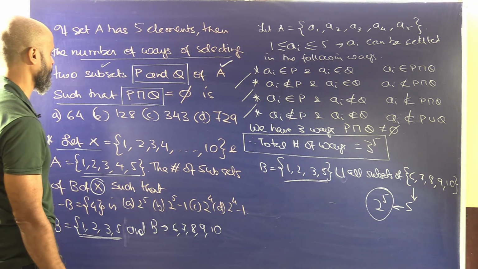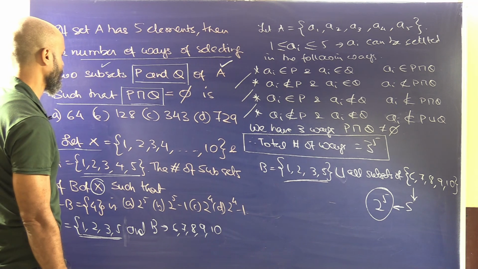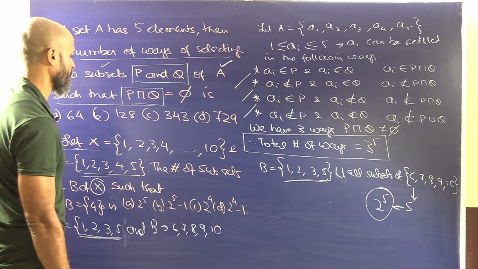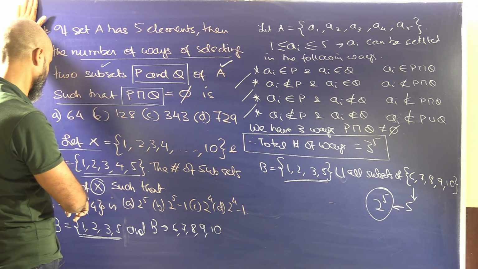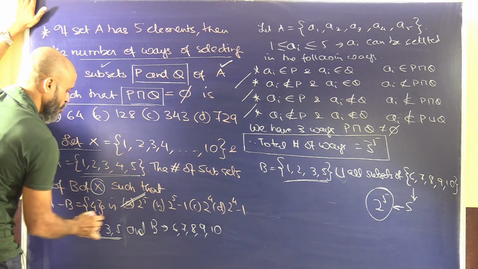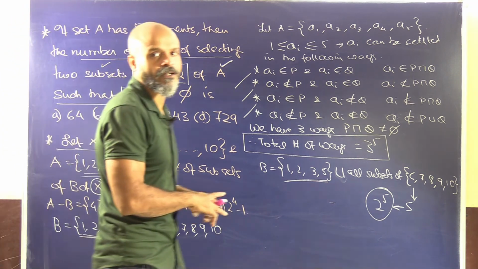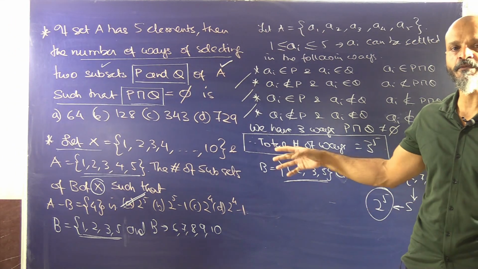Do we have an option here? Where is the option gone? Oh okay, we have 2 to the power of 5. Yes, 2 to the power of 5. So this is how arrangements are possible.